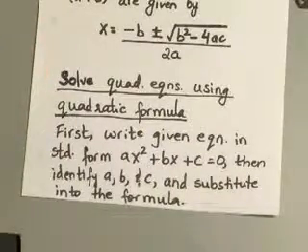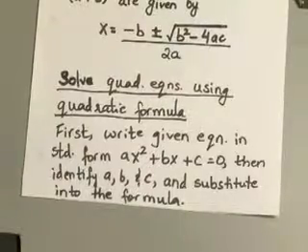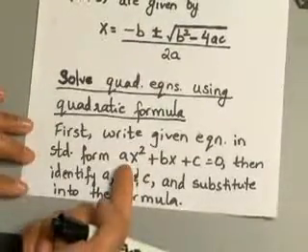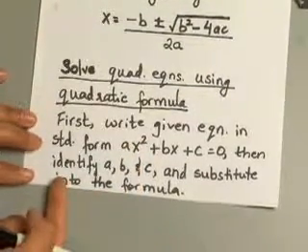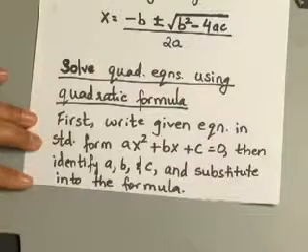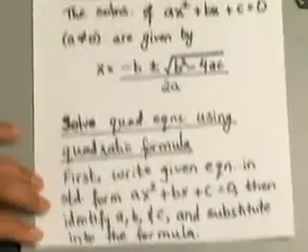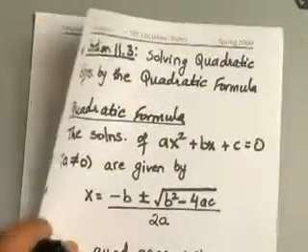Anytime you start working with the quadratic equation, remember to write your equation in the standard form. Again, it has to be in the ax squared plus bx plus c form, and then, as I said, identify your a, b, and c and substitute them into the formula. So let's go ahead and start with our first example.